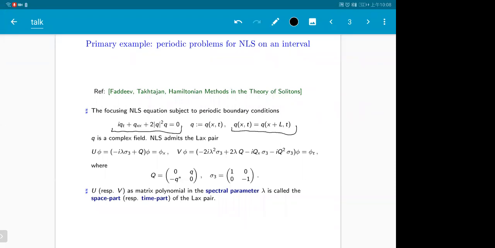The NLS equation admits the Lax pair in this form. We have a 2 by 2 Lax matrix, where q encodes the potential, the NLS field, and sigma 3 is the standard Pauli matrix. We will call these U and V in this talk, the space part and the time part of the Lax pair. They are polynomial in the spectral parameter lambda.